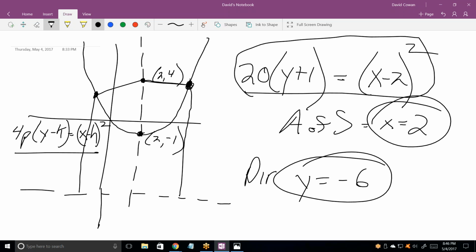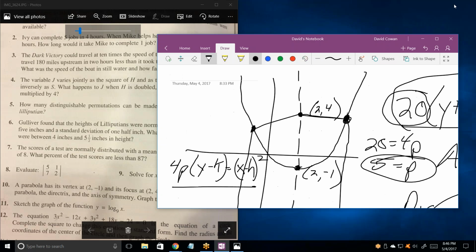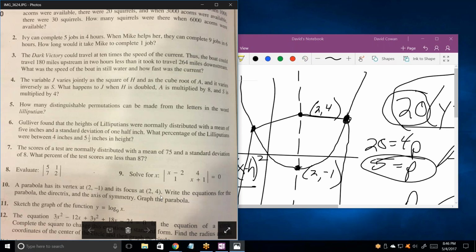Yes, sir. So if they were to give you that equation and say, what is the focal length, you would know that 20 is equal to 4P. So 20 equals 4P, therefore P is 5. The focal length is 5. Okay. That makes the focus 5 units above the vertex. All right. And I think that's all they wanted there: write the equation, directrix, and the axis of symmetry, and then graph it. We've done all 4 of those.